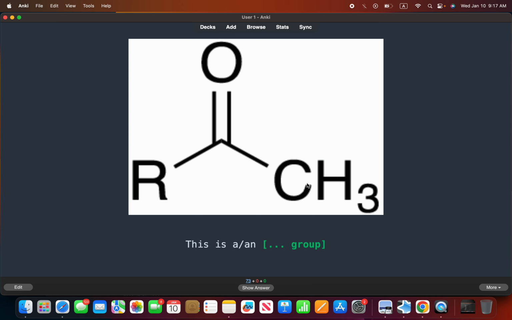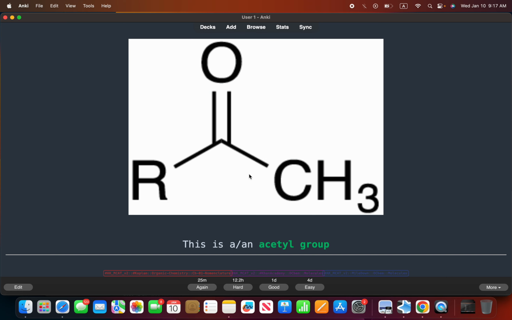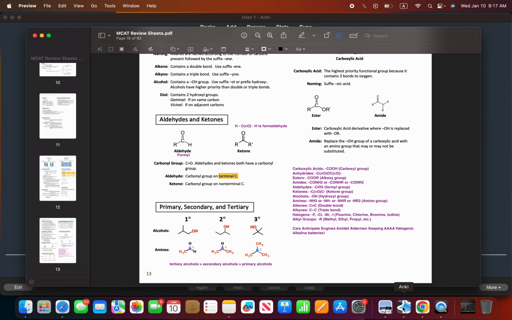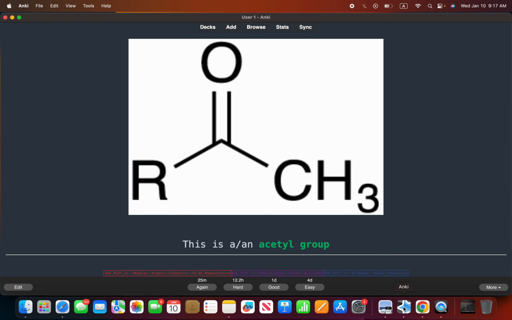Ketone. Like, this is ethanone, as far as I'm concerned, but an acetyl group. Yeah. Acetyl group, because it's 2 carbons.